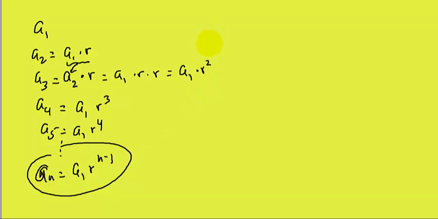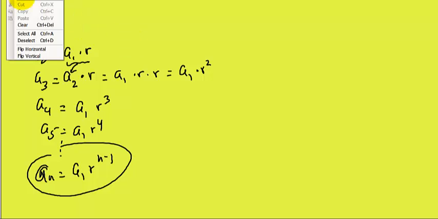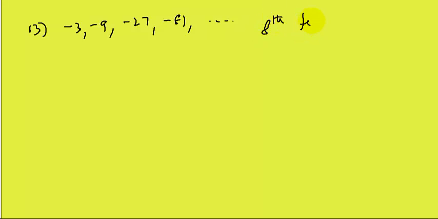Alright, let's do a few examples of that, and then we'll call it quits. So this is number 13. Here is negative 3, negative 9, negative 27, negative 81, and so on. And they want me to find the 8th term. The common ratio and the 8th term using the explicit formula. Since it's only the 8th term, you could actually work it out the long way, but we're going to use the formula because they tell us to do that.